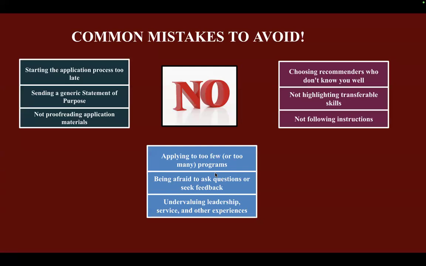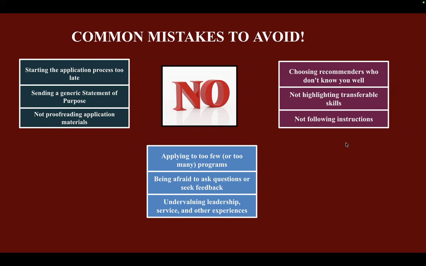And the last three to end up with is applying to too few programs or too many programs. Especially now, PhD applications are very competitive, and you want to have that competitive edge. So if you apply to more programs, you're going to have more chances, obviously. But at the same time, you also don't want to apply to programs where, just based on ranking, it has nothing to do with your research interests or your work, and you want to avoid that.